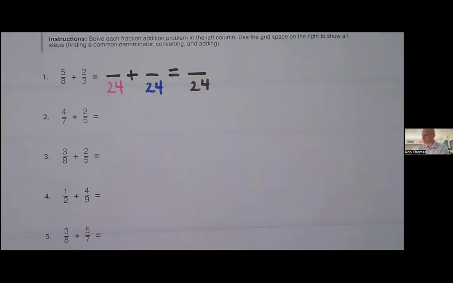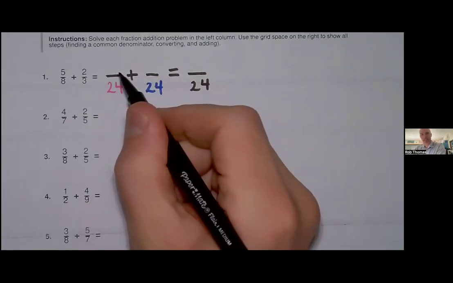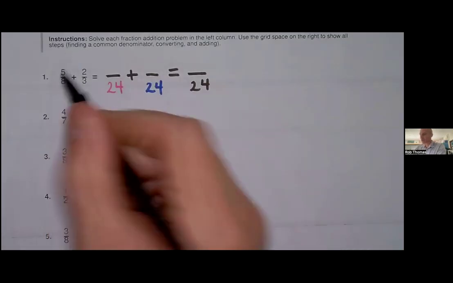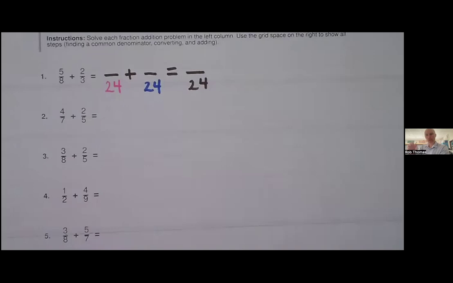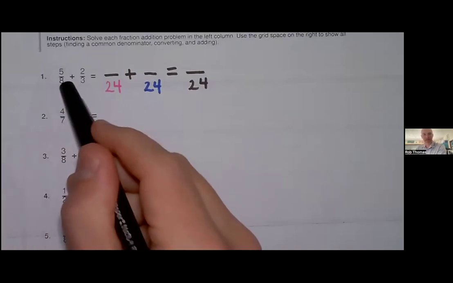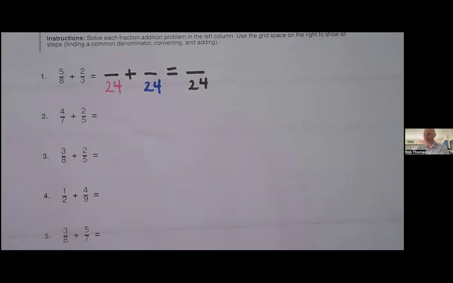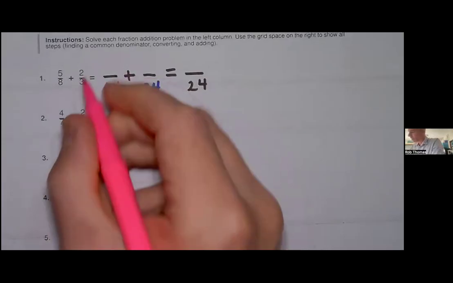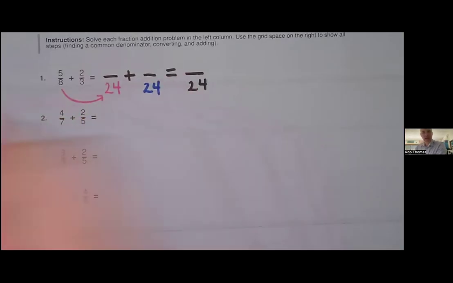And so now my problem's rewritten with all the pieces and numbers I need except for the numerators, the numbers on the top. Well, the idea is to write this first fraction as a fraction that is equivalent to 5/8 but in 24ths. And the way we do that is determining whatever number we multiplied or divided this 8 by to arrive at 24. We just do the same to the 5 at the top.